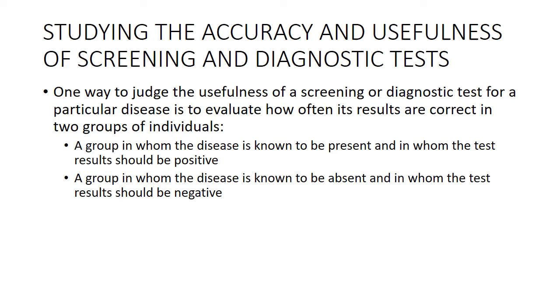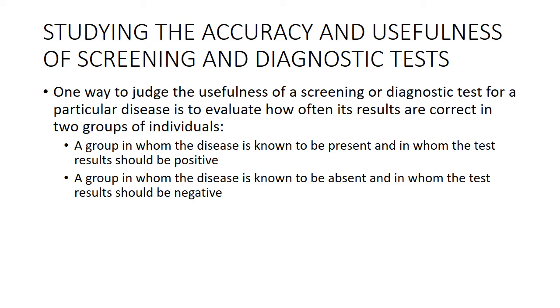So one of the things we can do to try and establish the accuracy and the usefulness of, say, a diagnostic test or screening is to make sure that we're performing tests where we kind of know the values already. So we know who has disease or who doesn't, and then have a test to see how accurate the results should be.